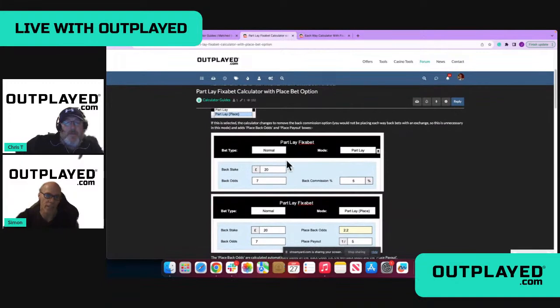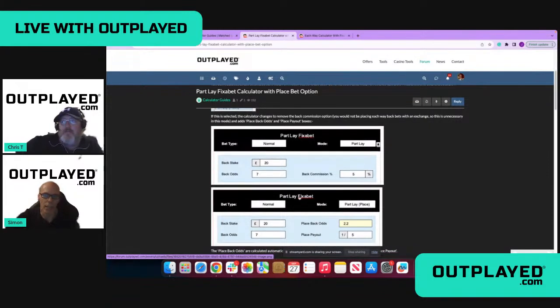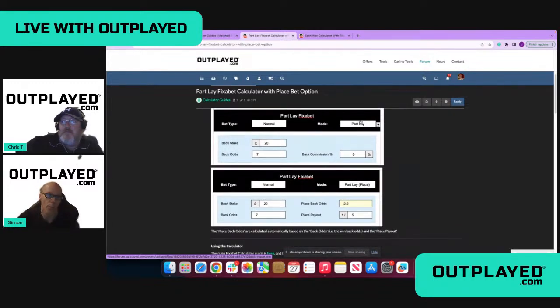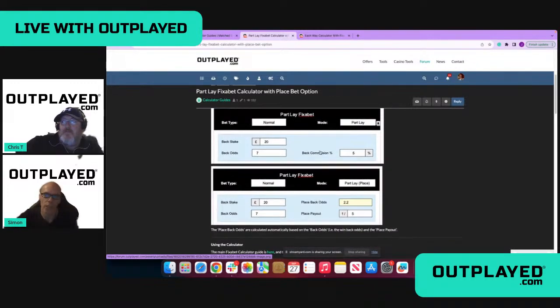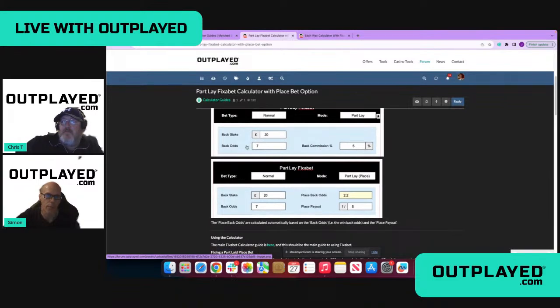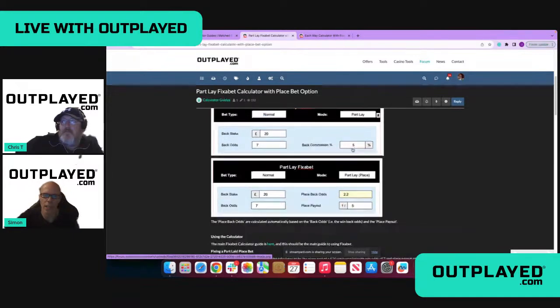So basically what it is, the guide sort of shows you through it. Let's say you've got a parlay bet, you've got a £20 stake, and this is just screenshots, it's not the actual calculator, but it makes the point. Put it into parlay mode, and then, so let's say back odds of 7. I've put back commission of 5%. I'm not sure why I've got back commission in there, but there we go.